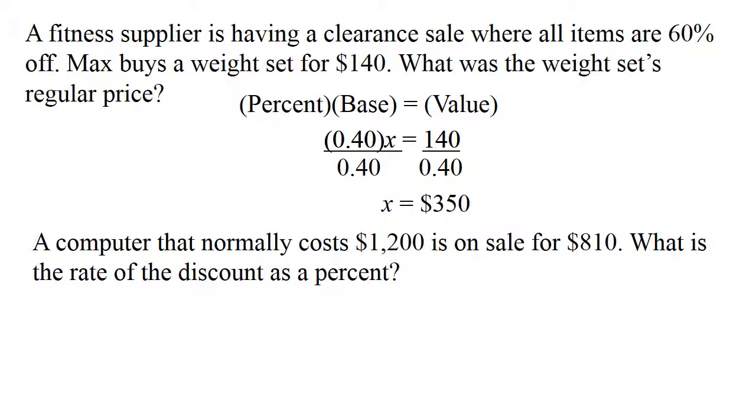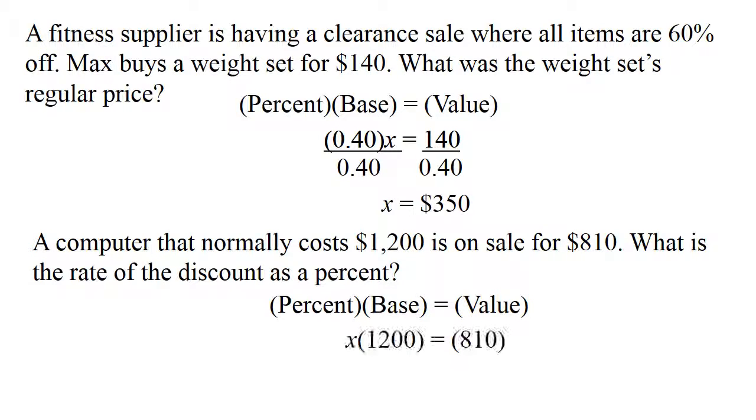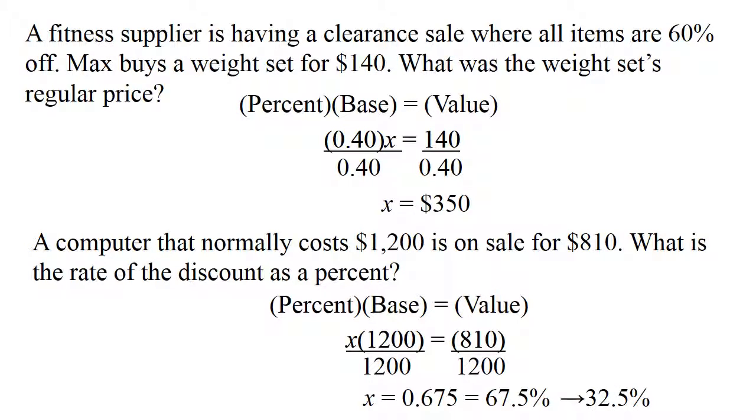And then the last problem, a computer that normally costs $1,200 is on sale for $810. What is the rate of the discount? Originally, the normal cost is the base. That's the older value. So the base is $1,200. The later value is $810. What's the percent? Divide both sides by 1,200, and you get X equals 0.675, which is 67.5%, which means our answer is 32.5%, because you're still paying 67.5%, which means you saved 32.5%. That's how much the discount is.